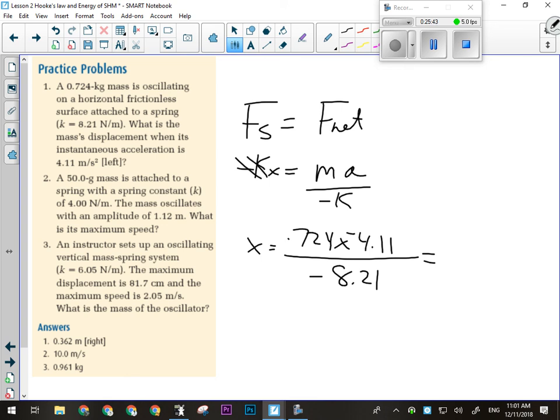So when I do this calculation, I'm going to end up with what kind of a number? Positive, because I'm dividing a negative by a negative. Since I made left negative, I'm going to end up with what direction for my x? To the right, which makes sense. If it's accelerating to the left, it has to be because it is to the right of equilibrium. The spring is pulling it the other way. So the vector stuff here is important. When we do that, we should get 0.362 meters to the right.